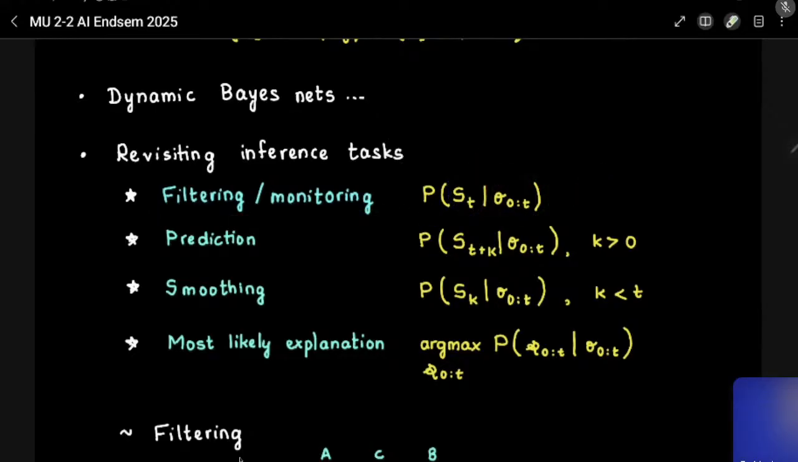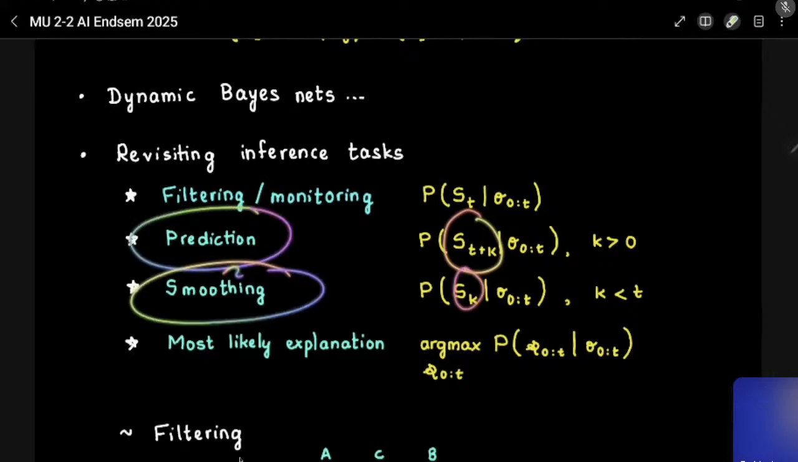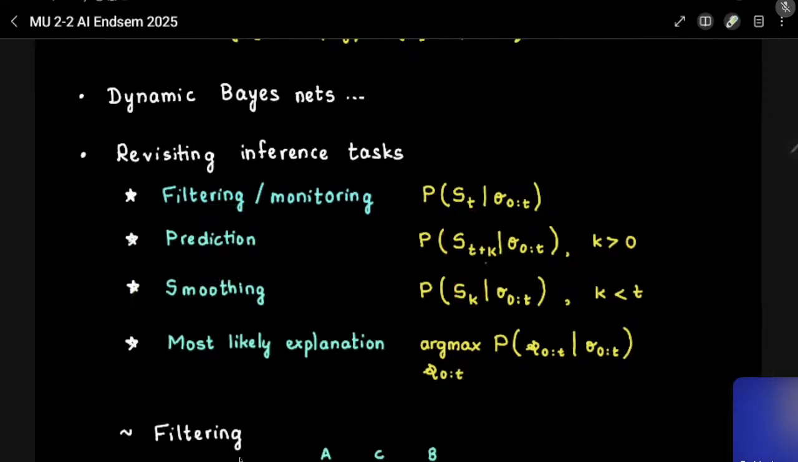And if you're inquiring something about the future, it is prediction. If you're inquiring something about the past, it is smoothing. So how future? If k is greater than 0, it means you have observations until time t, but you're inquiring about the probability of something that would happen in the future. And if your k is less than t, you're inquiring about something that happened in the past, even though you have observations until time t. So that is called smoothing.